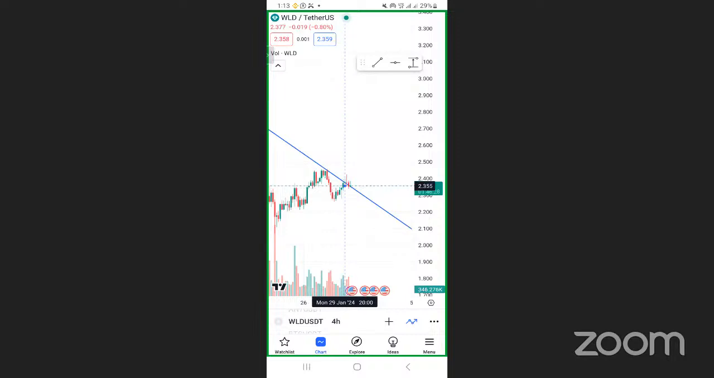But this candle shows indecisiveness. But if we can get a very strong green candle, showing this going up like that, that means the coin has decided to go up. It can even retest this, and then another strong candle going up.